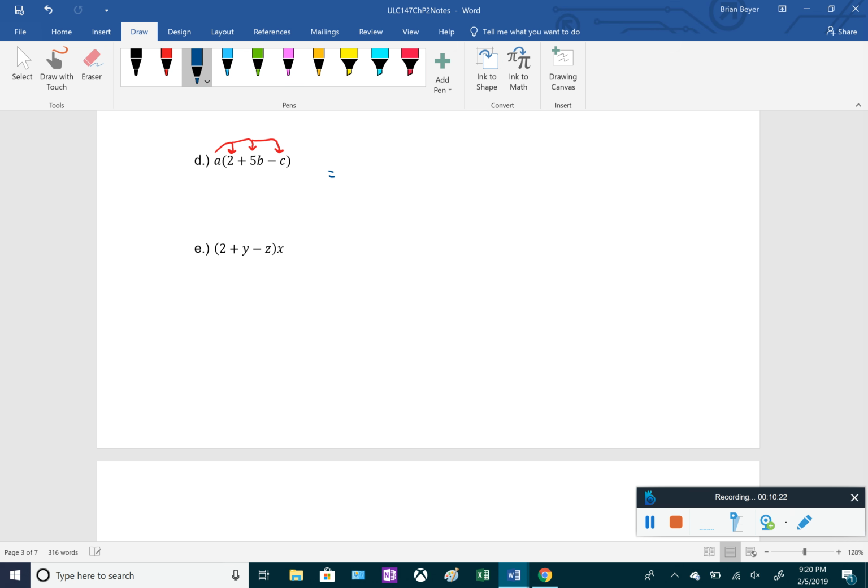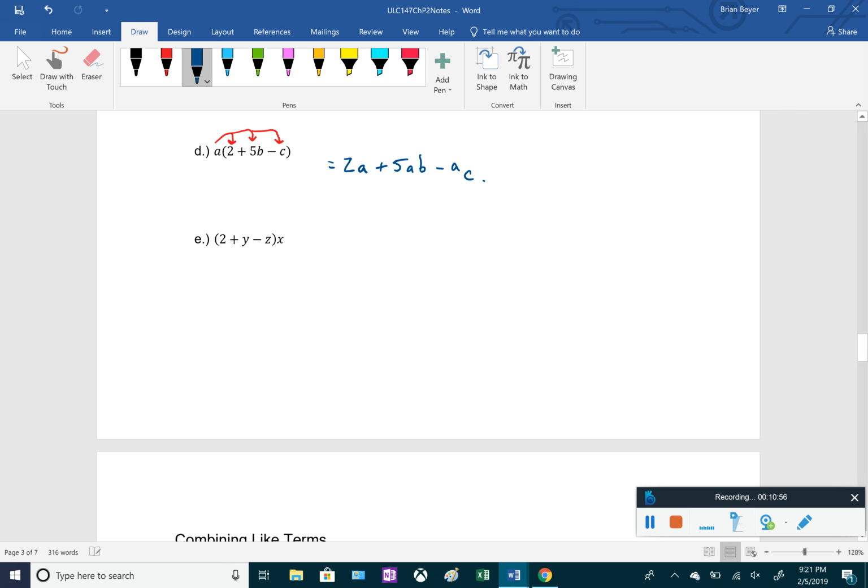So it's going to be a times 2. So always write that coefficient first, so make it 2 times a, plus a times 5b. So instead of writing a times 5b, and instead of writing 5ba, I'm going to write this as 5ab. So the coefficient should be first, and then everything else, the variables after that, should be in alphabetical order. It's just a nice and organized way of doing it. Lastly, it's going to be multiplied to that c, so minus a times c. Okay, so pretty much as simple as that.